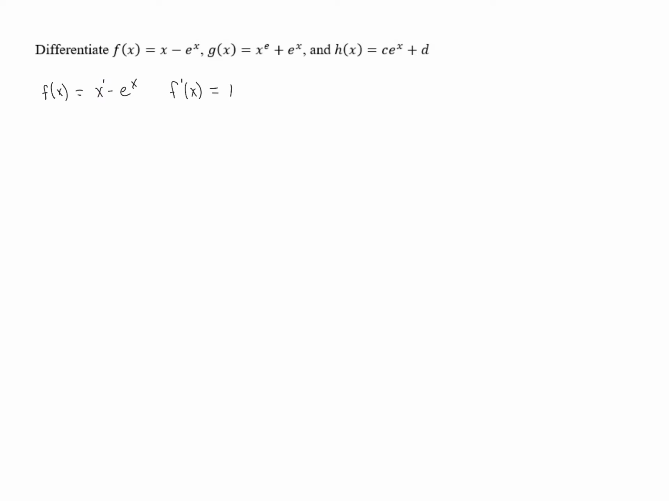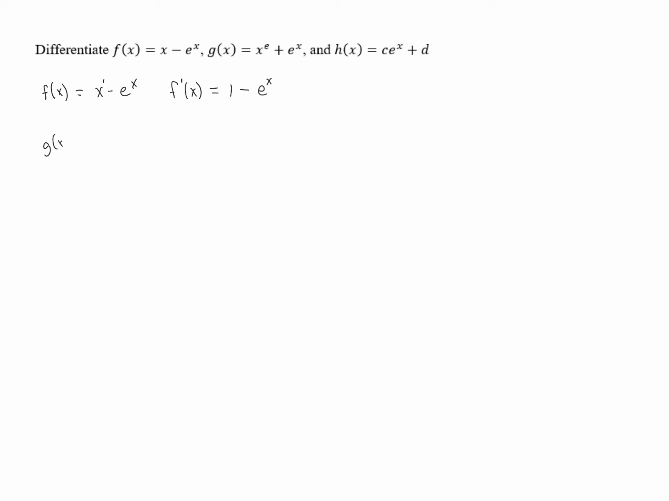The other way to think about this is y equals x is a diagonal line with slope 1, so of course the derivative is going to be 1 because that is its slope. And then we have minus, and we have to differentiate e to the x. But remember, e to the x is the function whose derivative is itself. So the derivative of e to the x is e to the x, and our overall derivative of this function is 1 minus e to the x.